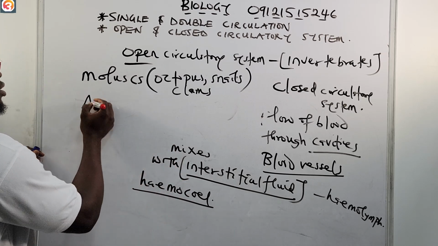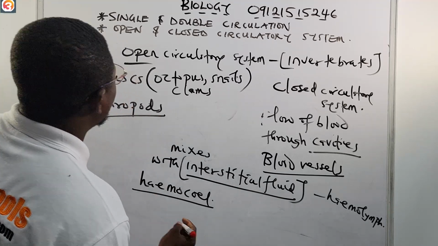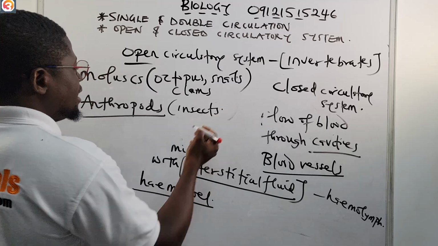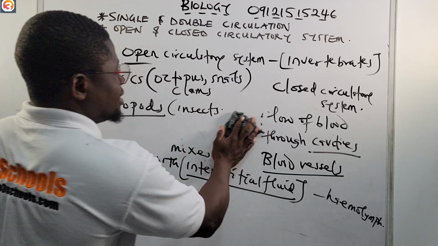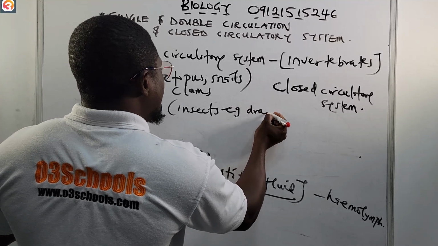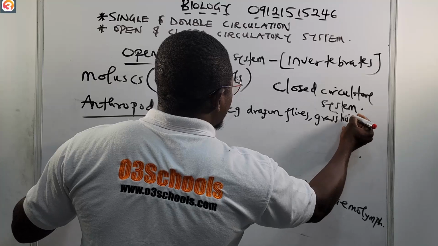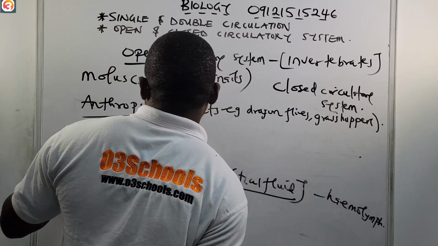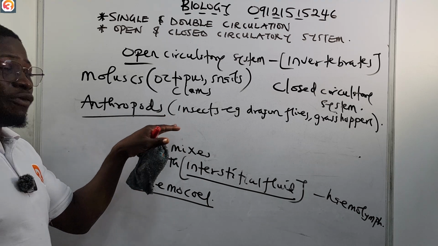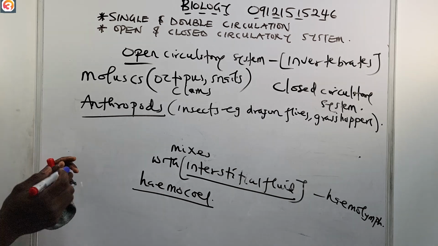Arthropods also are examples of organisms that have an open circulatory system. For example, insects like dragonflies and grasshoppers. These are examples of arthropods, insects that have an open circulatory system. They also have crustaceans.